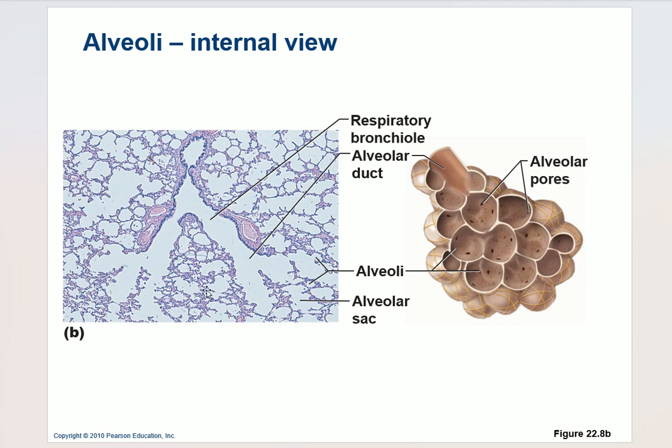So know the differences there. Respiratory bronchiole leads to the alveolar duct, leads to the alveolar sac, which is made up of the alveoli. And then the little perfect circles closed in are the air pockets. The respiratory bronchioles are always going to be the biggest, and they're going to lead to the ducts that have the alveoli hanging off them. Just remember that.